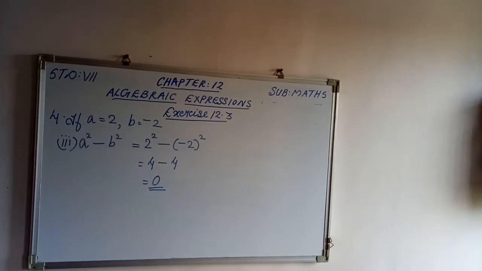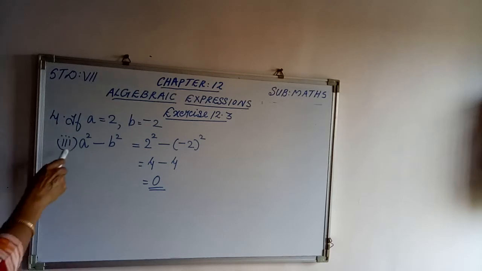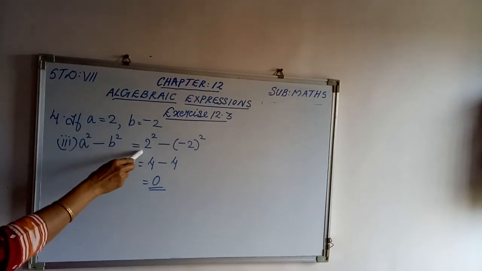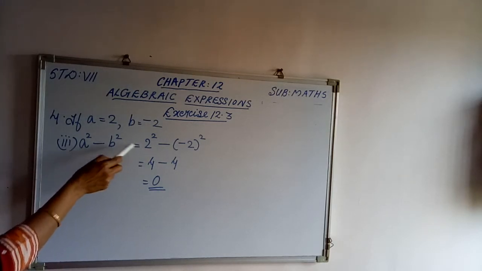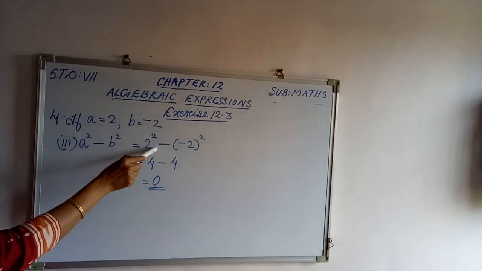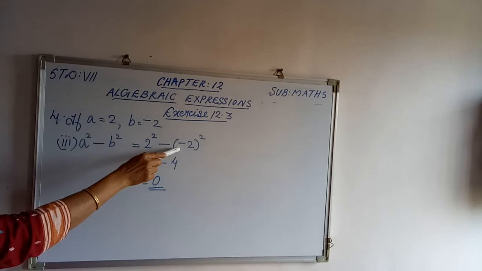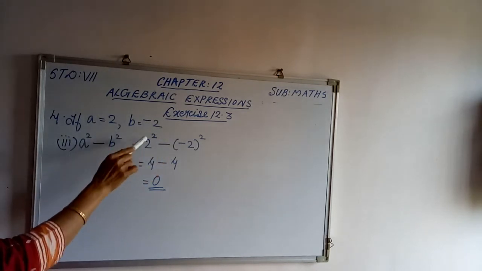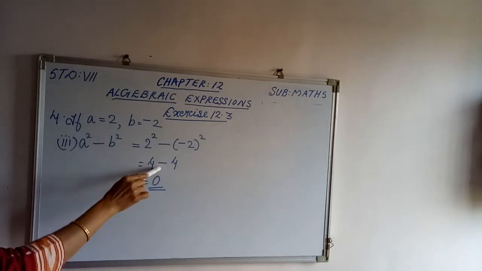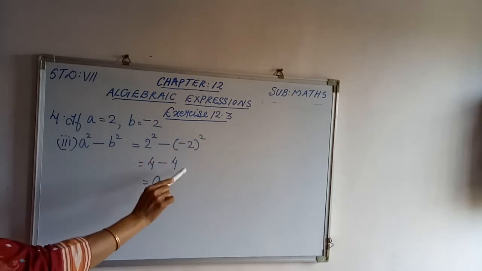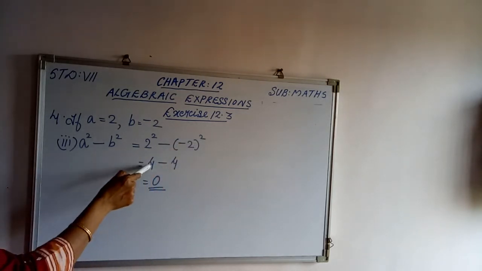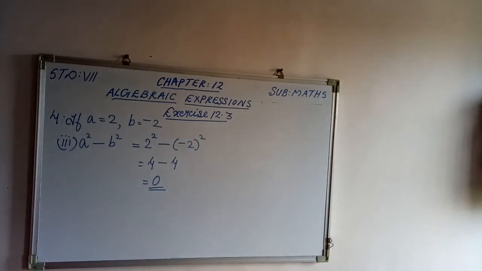Fourth one, a square minus b square. So a is 2, that is a square minus b square is equal to 2 square minus minus 2 the whole square, because b is minus 2. So here write it in bracket. 2 square is 4, then minus sign as it is, minus 2 the whole square means plus 4. So 4 minus 4 is equal to 0. Is that clear?